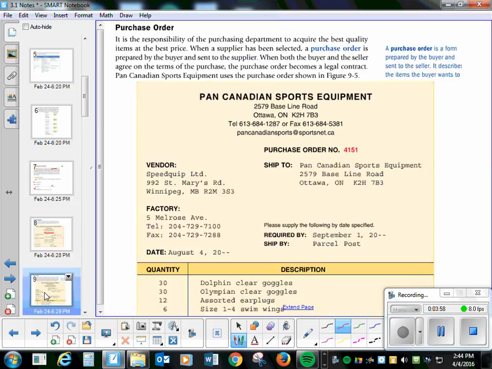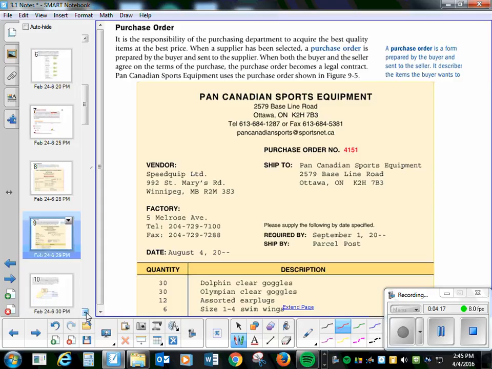Then you would get a purchase order. It is the responsibility of the purchasing department to acquire the best quality items at the best price. When a supplier has been selected, a purchase order is prepared by the buyer and sent to the supplier. When both the buyer and the seller agree on the terms, the purchase order becomes a legal document or contract.